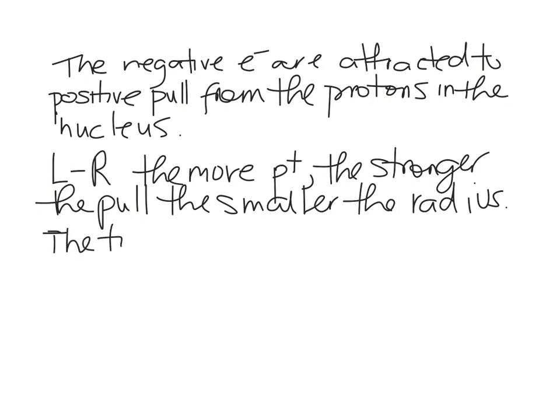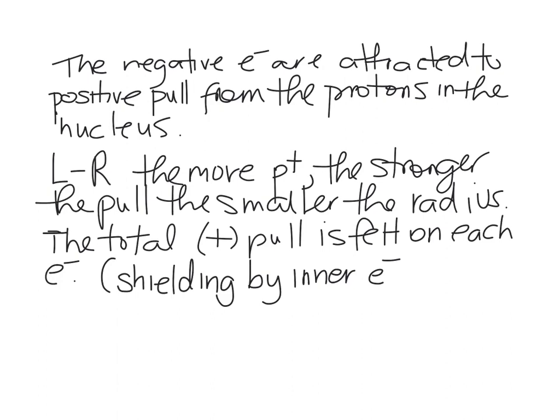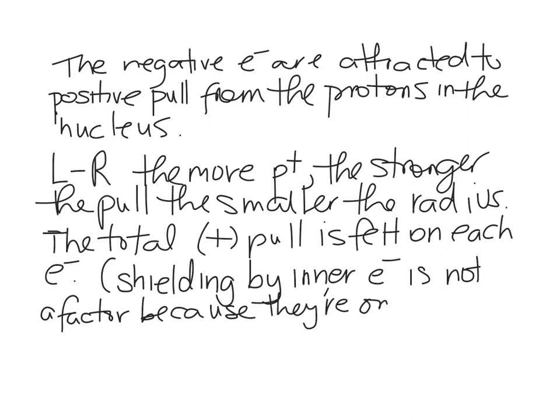The total positive pull is felt on each electron. Shielding by inner electrons is not a factor, because they're on the same valence shell.